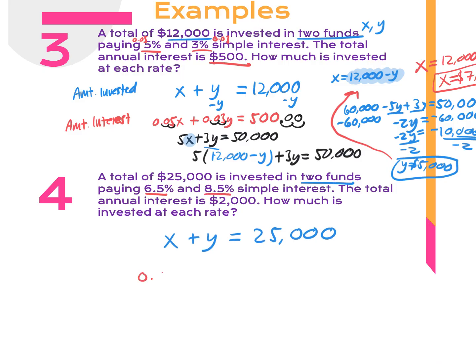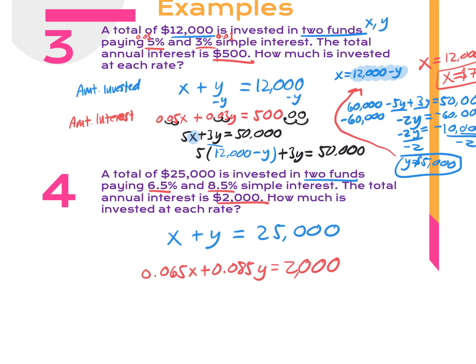Okay, well, as a decimal, that's going to be 0.065, times the amount in one fund, plus 0.085. Right, so 8.5% of the other fund. Our interest that we earned was $2,000. All right, so these are going to be your equations. All right, and then once again, you guys can try to solve this in a similar manner.